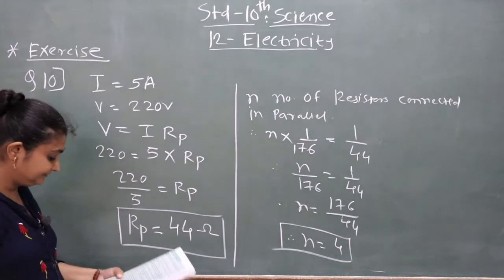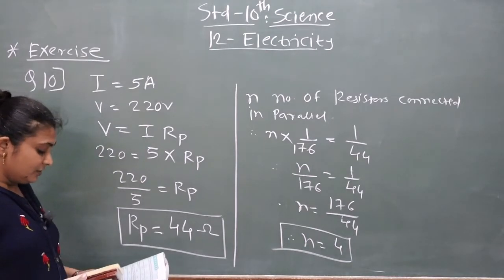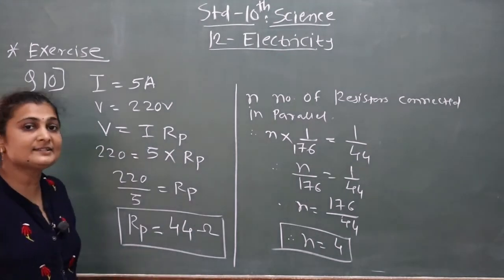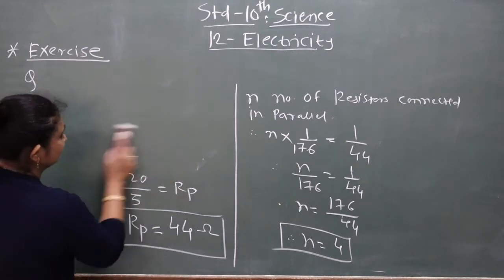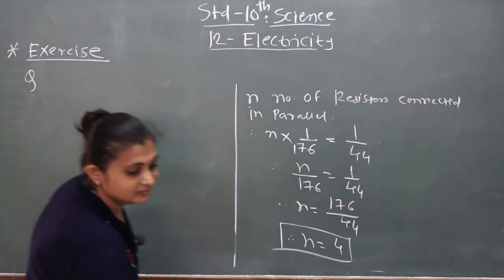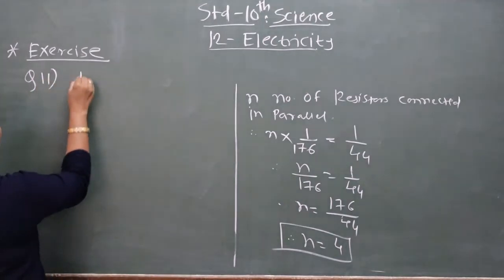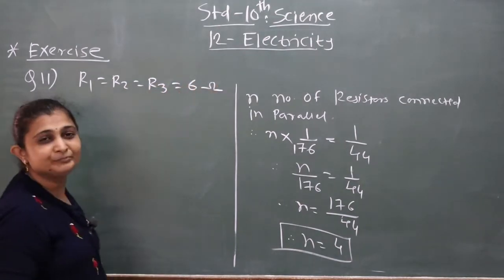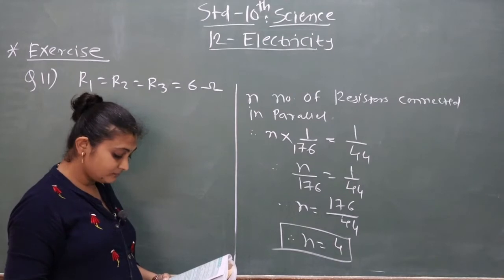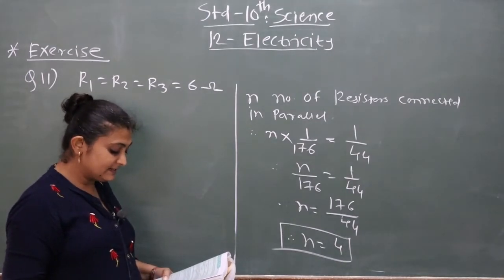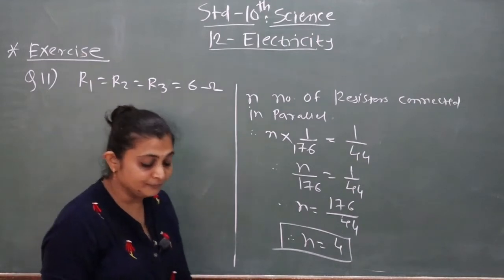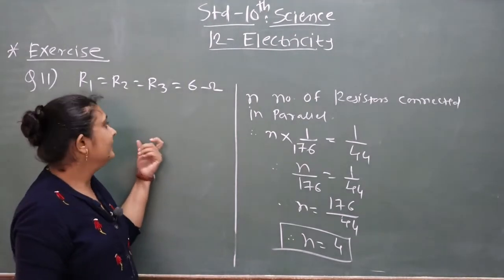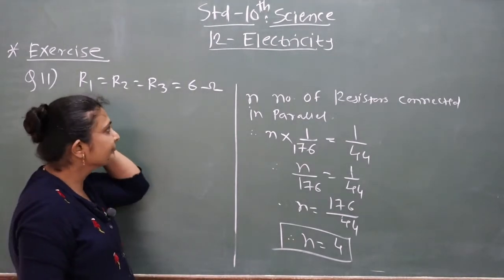Question number 11. Show how you would connect 3 resistors, each of resistance 6 ohm. R1 is equal to R2 is equal to R3 is equal to 6 ohm. This is the given value. So that the combinations of these resistances give 9 ohm and 4 ohm, we have to do such types of combinations, parallel and series, and then you will get 9 ohm and 4 ohm resistances.